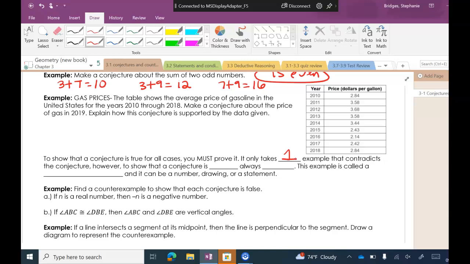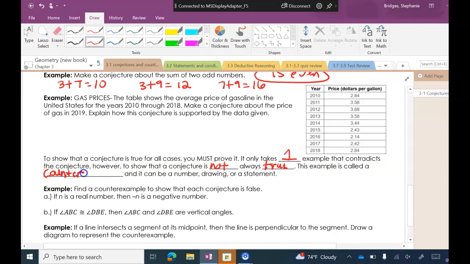Okay, it only takes one example to disprove or to contradict the conjecture. But to show that a conjecture is not always true, we want to give an example, and that is called a counterexample.